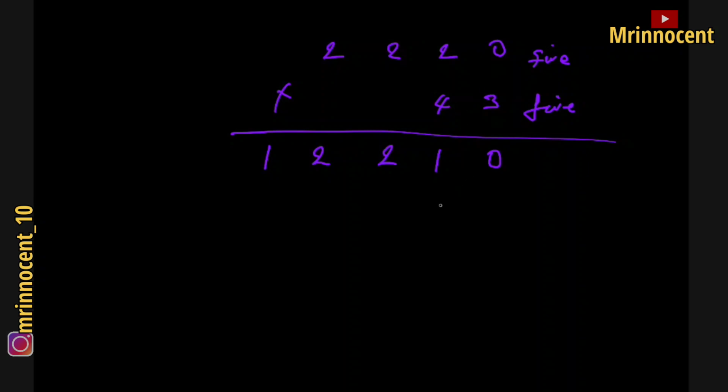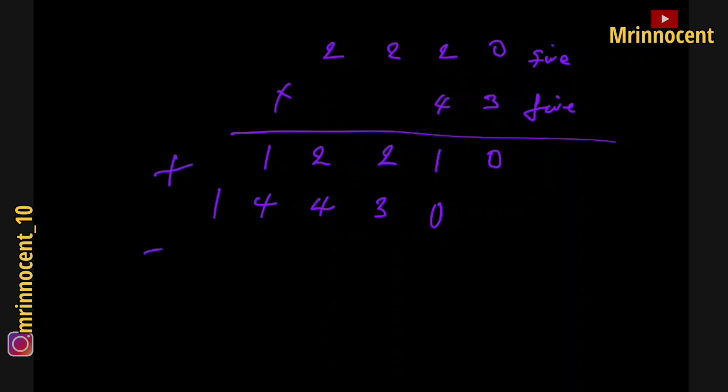4 times 0 is 0. 4 times 2 is 8. 8 in base 5 is 1, remainder 3. 4 times 2 is 8 plus 1 is 9. 9 in base 5 is 1, remainder 4. 4 times 2 is 8 plus 1 is 9. 9 in base 5 is 1, remainder 4.